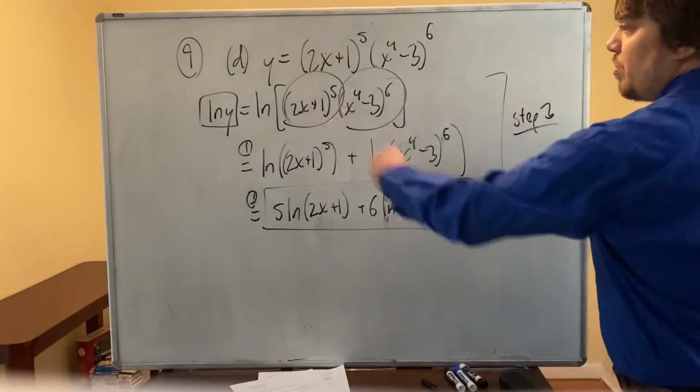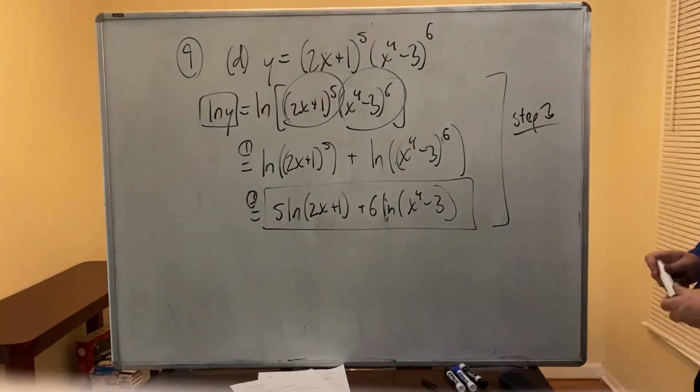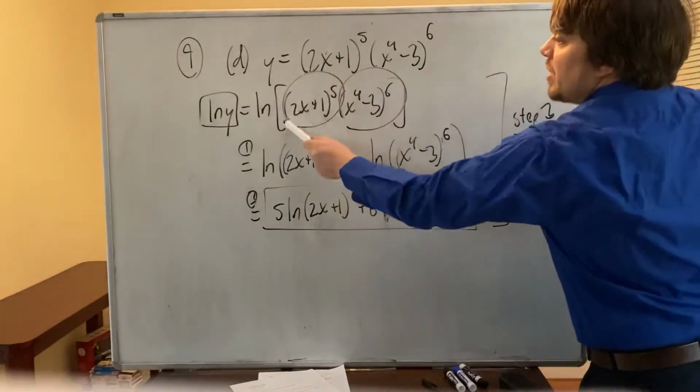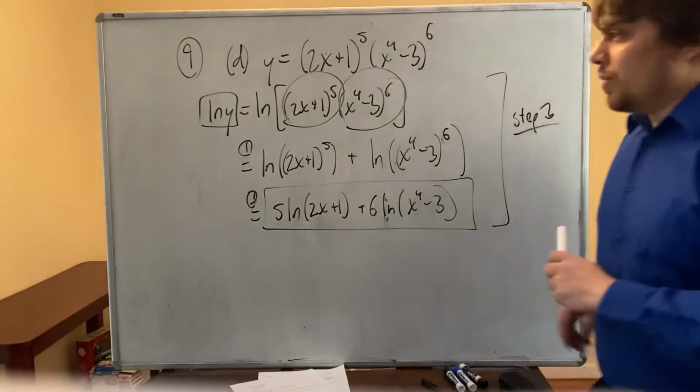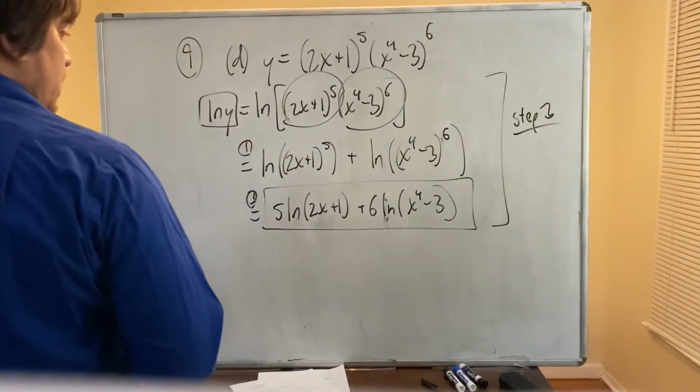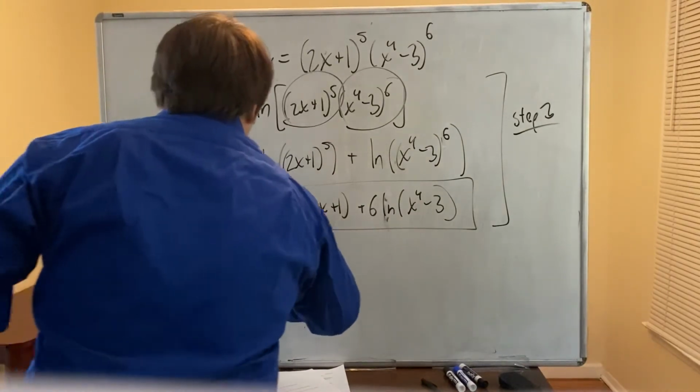Step 1 is take ln of both sides and expand using the laws of logarithms as much as possible. That's step 1. Step 2, differentiate implicitly with respect to x on both sides. So left side, d dx of the left side is 1 over y times y prime.